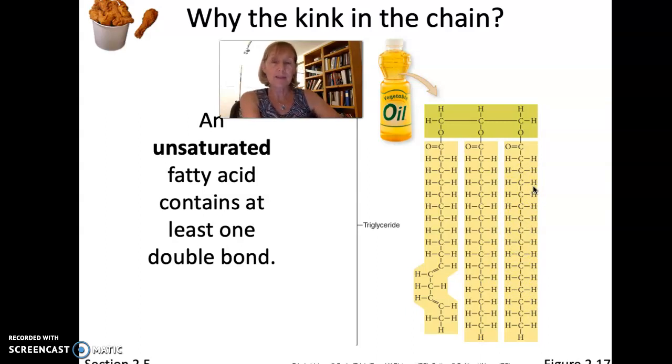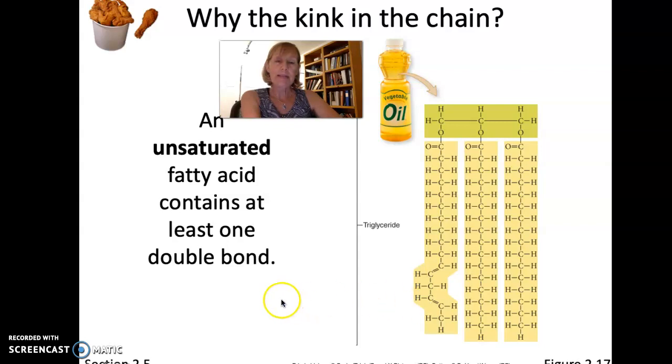What we mean by saturated is that it is saturated with hydrogens. It's full of hydrogens. If you were to do something like share an extra electron, a double bond with another carbon, then you wouldn't need another hydrogen there. You double bond a carbon with another carbon, you wouldn't need an extra hydrogen. So therefore, it is not saturated with hydrogen. If it's not saturated with hydrogen, then it is an unsaturated fatty acid.